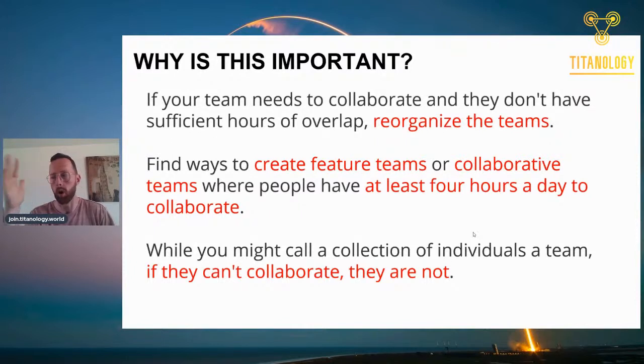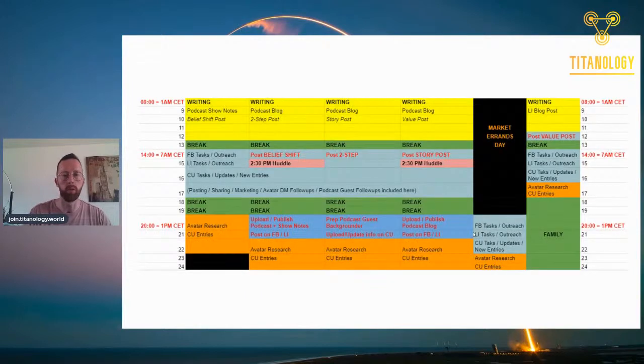Because if they still work on their own, if they still work as individuals, then you don't really have a team. You really have separate entities, and it's going to be super inefficient to work together. So that's what we try to solve with hours of overlap.